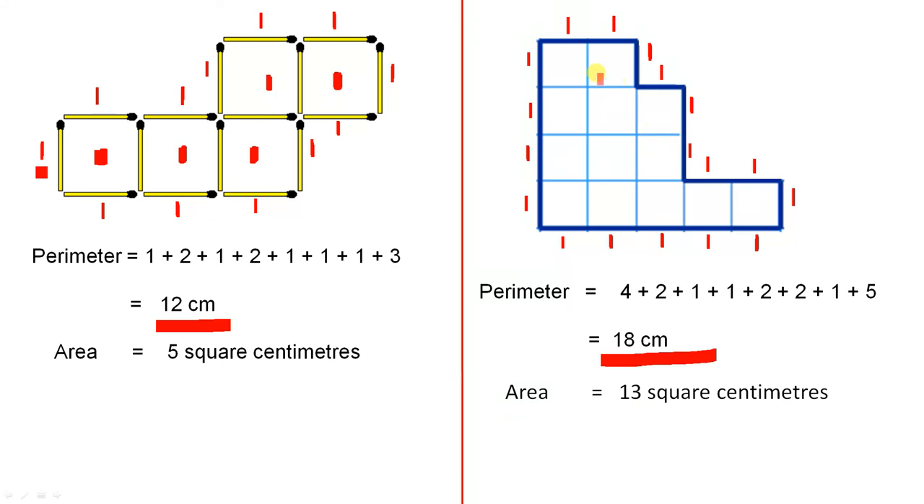And as far as the area goes, 1, 2, 3, 4, 5, 6, 7, 8, 9, 10, 11, 12, 13. So the area is 13 square centimetres. So this video has introduced area, and we've seen how to calculate area, and we've had a little revision on perimeter, which we did in the last video.